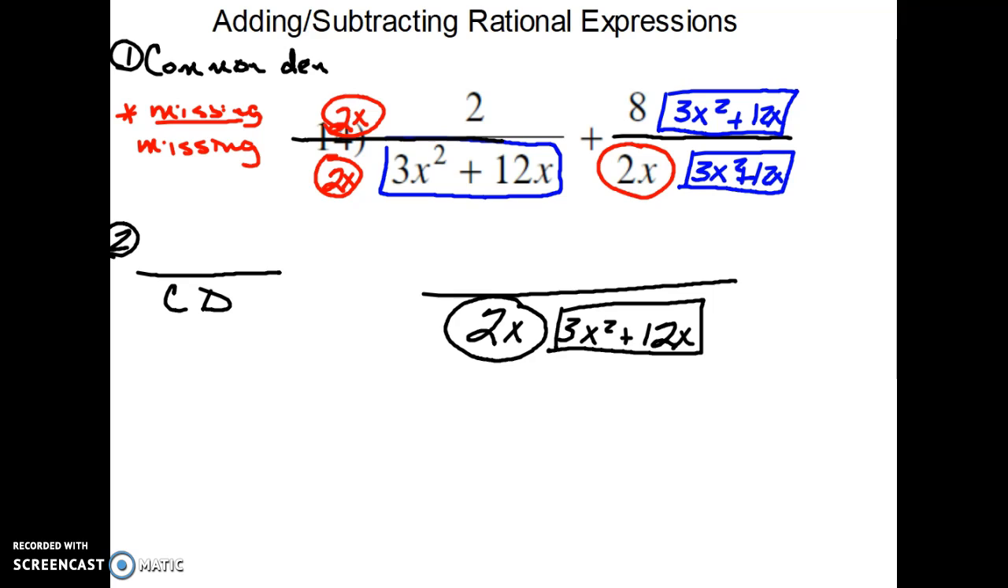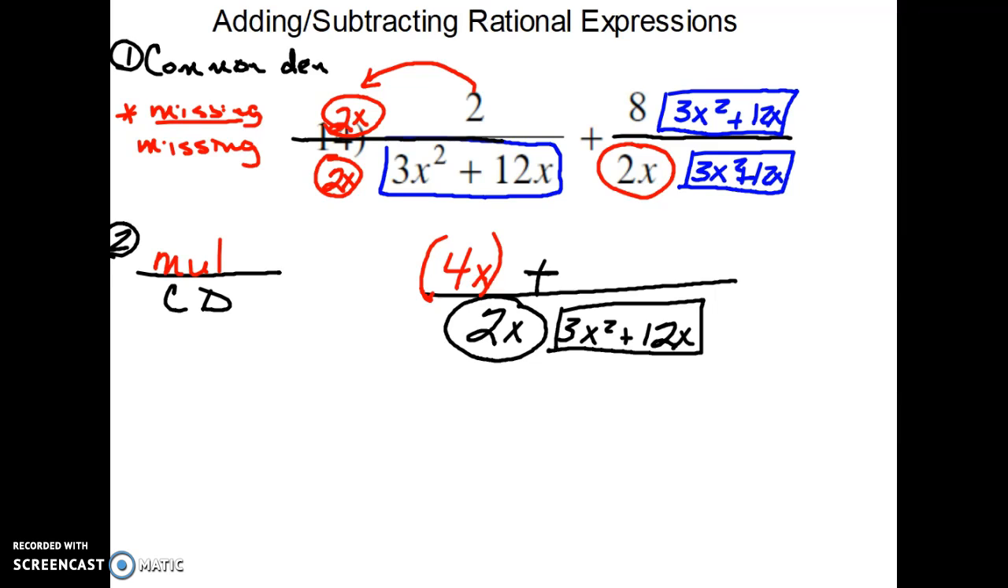Okay, so now we're ready to multiply. In my numerators, both places, I'm going to multiply. I'm going to take this 2 and I'm going to multiply it to the 2x. It's going to give me 4x. I'm putting parentheses around it to show that's everything from that first numerator. Now, in between my two fractions, I had a plus sign, so here's my plus sign in between my two.